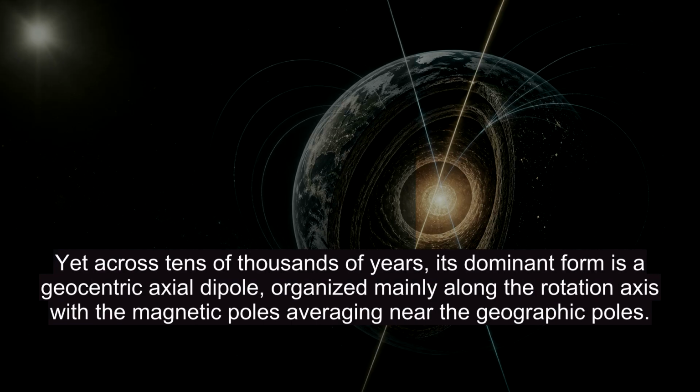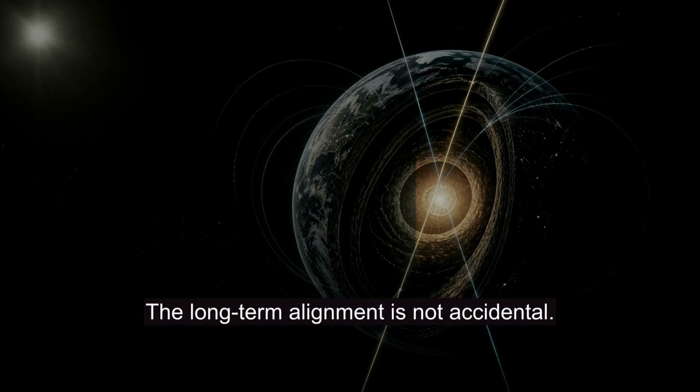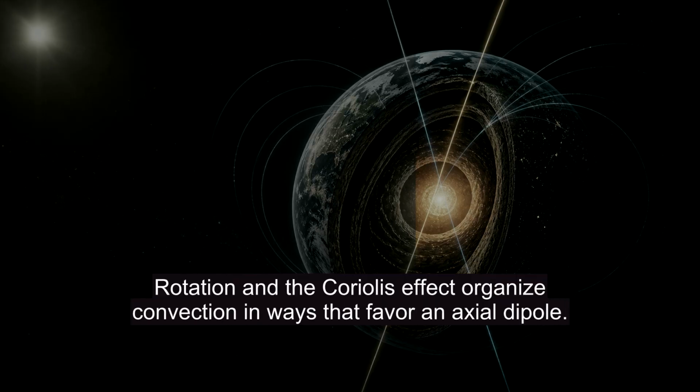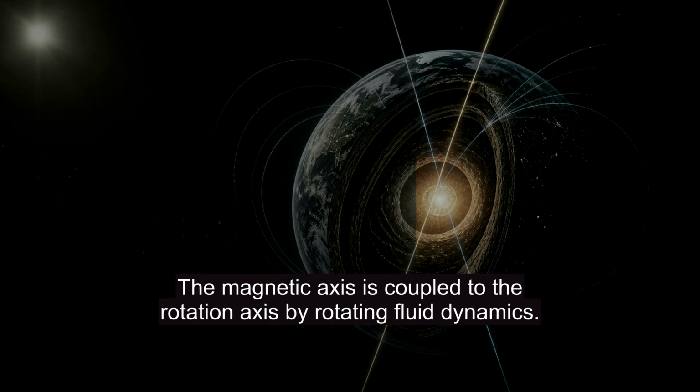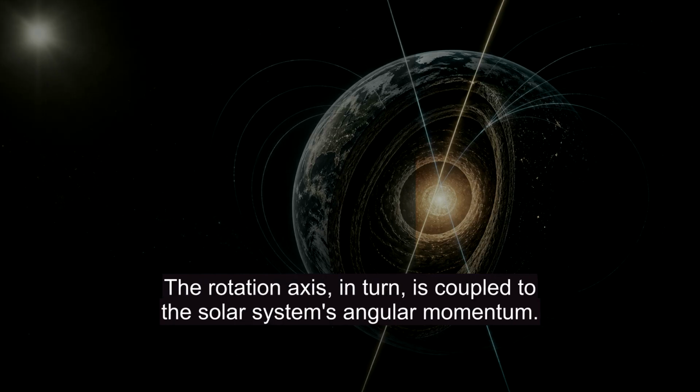Yet across tens of thousands of years, its dominant form is a geocentric axial dipole, organized mainly along the rotation axis with the magnetic poles averaging near the geographic poles. The long-term alignment is not accidental. Rotation and the Coriolis effect organize convection in ways that favor an axial dipole. The magnetic axis is coupled to the rotation axis by rotating fluid dynamics. The rotation axis, in turn, is coupled to the solar system's angular momentum.